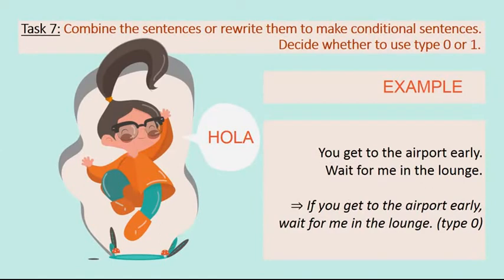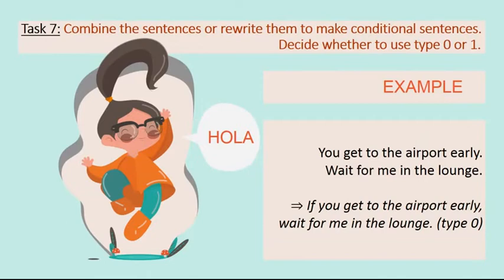Task 7. Combine the sentences or rewrite them to make conditional sentences. Decide whether to use type 1 or type 0. For example, you get to the airport early. Wait for me in the lounge. If you get to the airport early, wait for me in the lounge. Type 0.